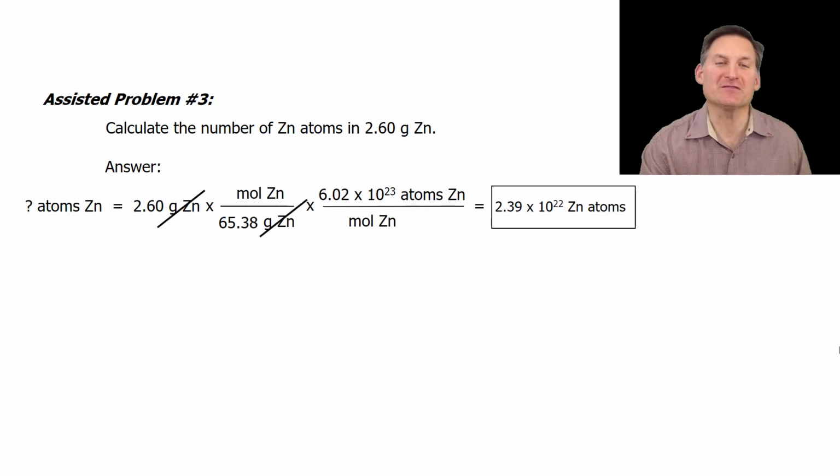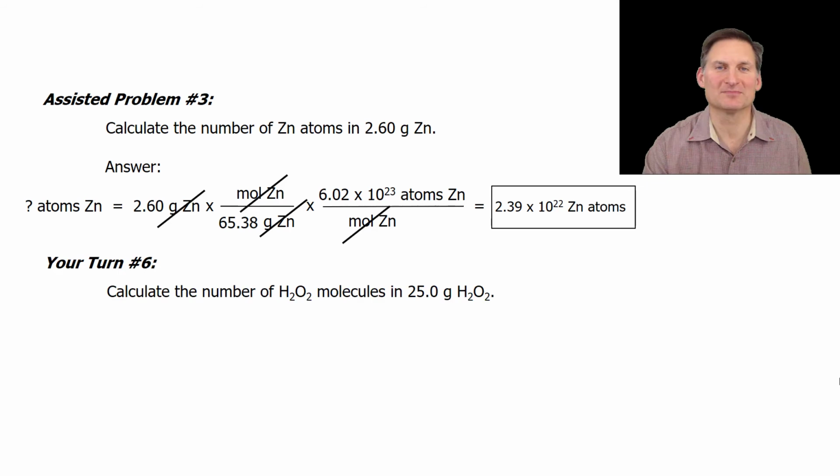We use the conversion factor dealing with Avogadro's number. Moles cancel and we're left with atoms of zinc. Make sure to ask in class if you don't understand this result. Okay, hang in there. Just 2 more calculations. Try this next one on your own. Stop the video now.